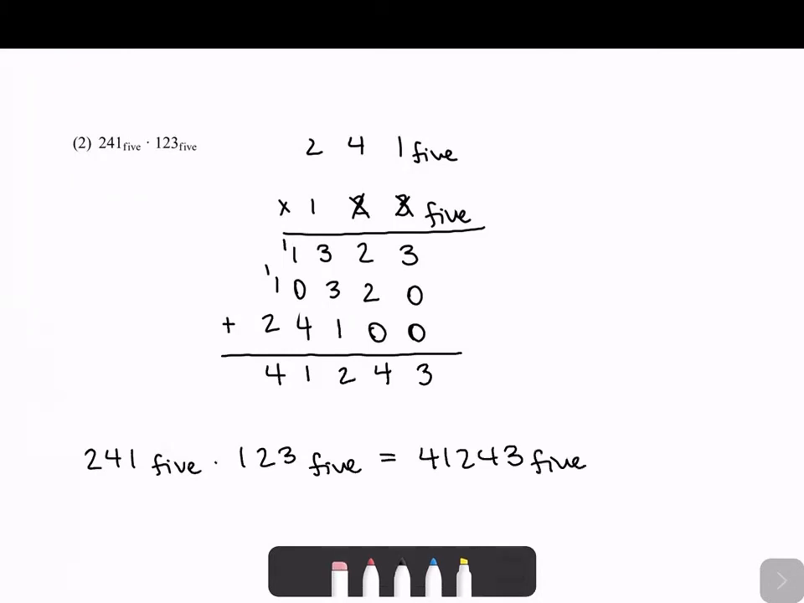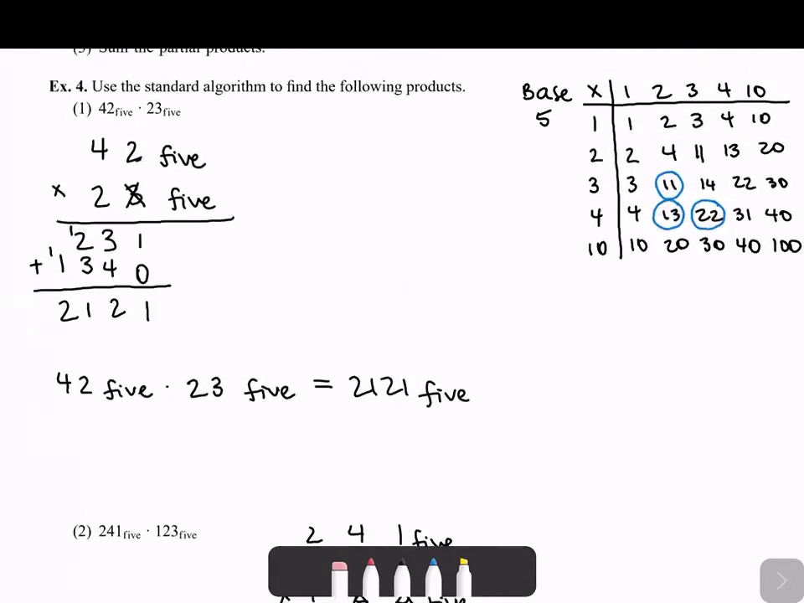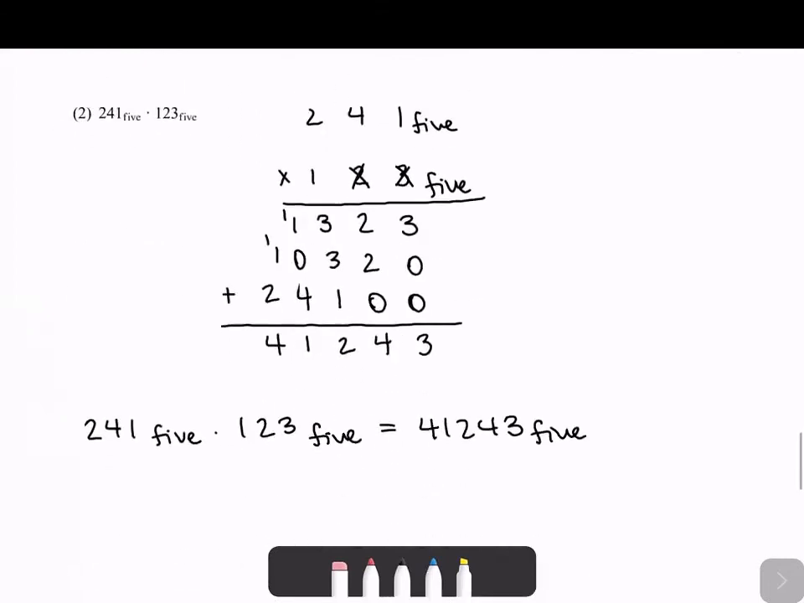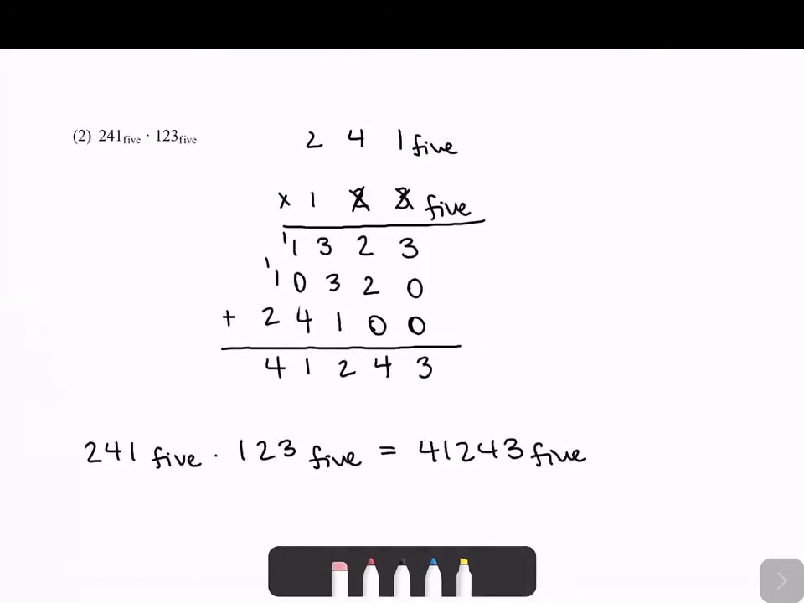Okay, so we had a lot of carrying going on here, and you can definitely see how having this multiplication table and referencing it and using it is really helpful when you multiply in different bases. It just makes things a lot simpler. Okay, so that was all for this algorithm. I know that your book doesn't deal with multiplication in different bases as much, but I think it's really important just for us to remember what it felt like to struggle with these things.